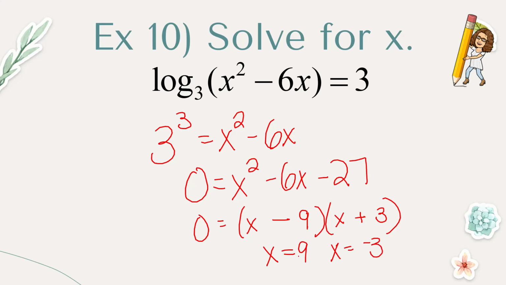Now I'm going to check them both, right? So if I plug 9 in, I'll get 81 minus 54. Definitely an okay number, right? Negative 3, that would be a 9 plus 18. Ooh, that is not a negative. I know, almost thought so, right? But that one also works. So we have two different answers for this problem.